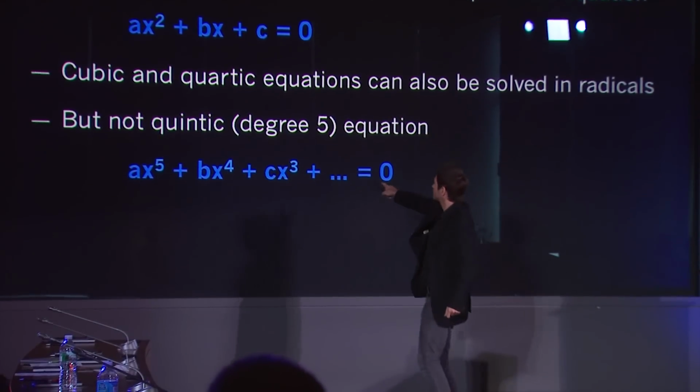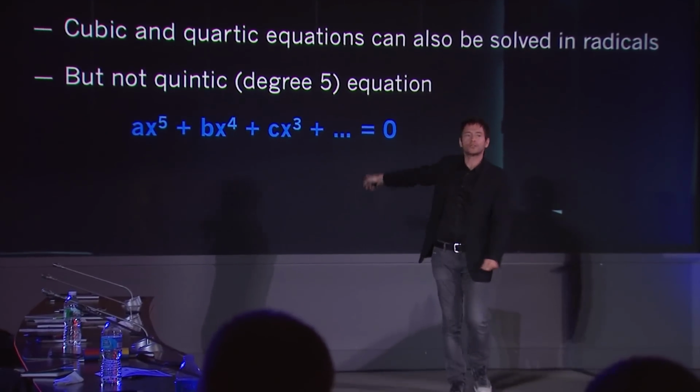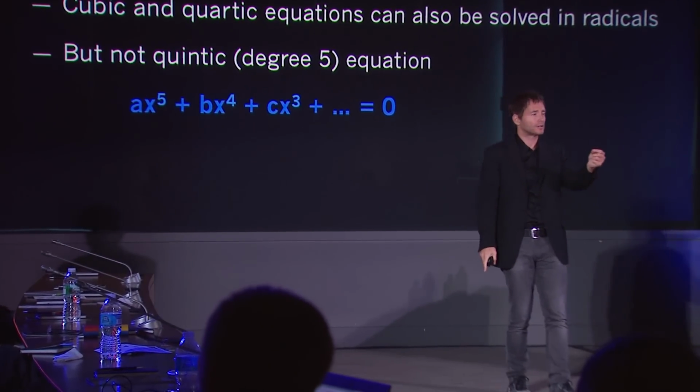And then the question was, can we do it for the 5th? Can we do it for the 6th? And so on. For almost 300 years, mathematicians tried to find a formula for an equation of degree 5, just like that, in terms of its coefficients, in terms of radicals. And they couldn't.